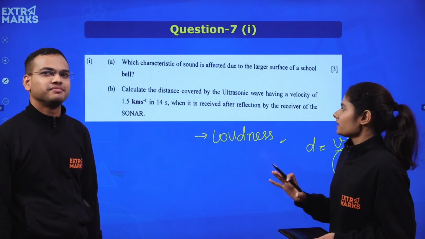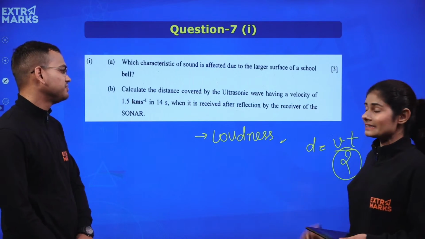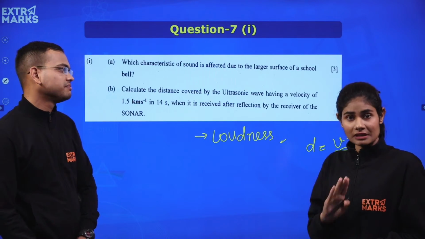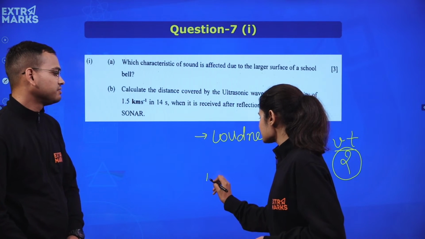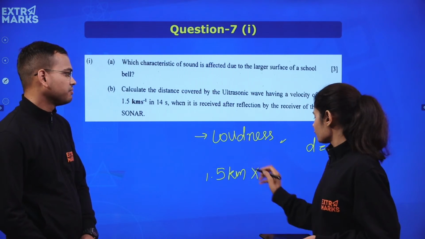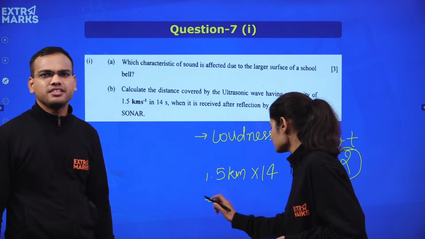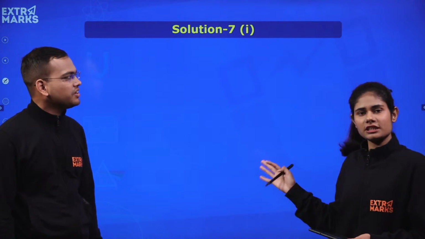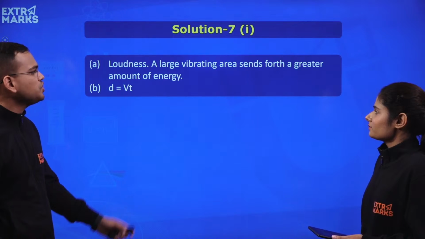Okay, why? Because it is already given in the question that it should be received after reflection by the receiver. So the distance traveled by the ultrasonic wave will be just the velocity into time itself. So the velocity is 1.5 km per second multiplied by the 14 seconds. Then you will get the final answer, which is very easy. Simple. You don't have to do anything next, right? Just calculate it and that will be all. Alright. So this is the answer. You can get it like that.